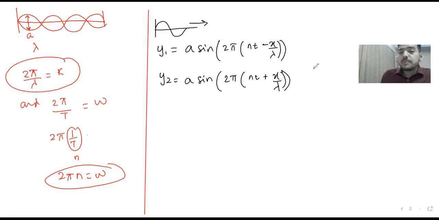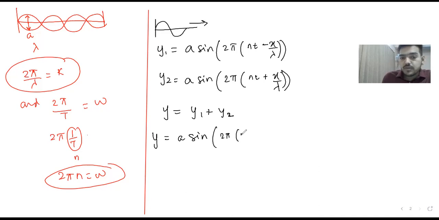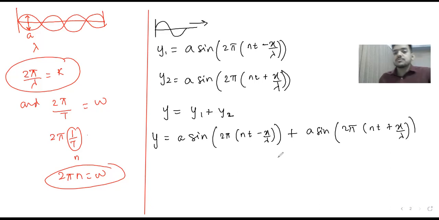Okay. Now students, by the principle of superposition of waves, what will be the resultant displacement of the particle? By the principle of superposition of waves, we will get y = y1 + y2, the displacement of the two waves. So just add these two equations. We substitute the values of y1 and y2: y = a sin 2π(nt − x/λ) + a sin 2π(nt + x/λ). So these are the substitutions of values.